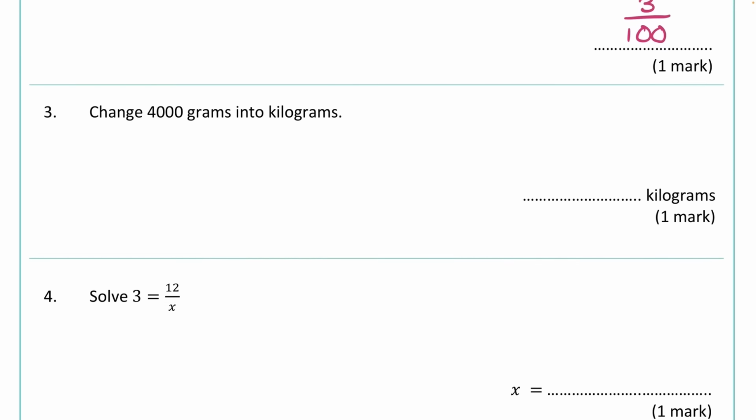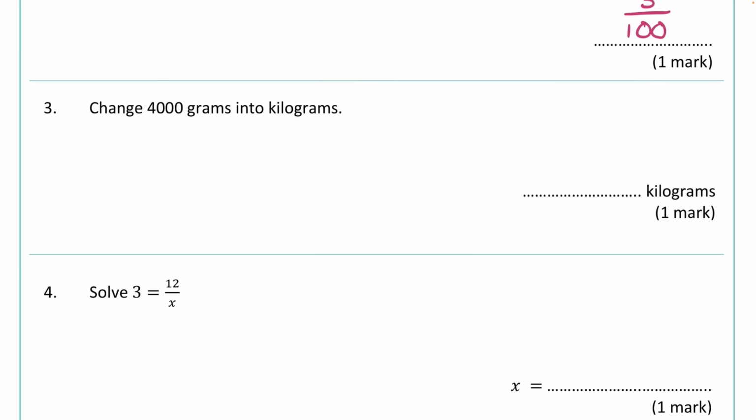For our next question, it says to change 4,000 grams into kilograms. So you need to know your conversion here, and that is that there are 1,000 grams in every kilogram. So we would need to divide this by 1,000, or you might just be aware that if there's 1,000 grams in 1 kilogram, well, 4,000 grams will be 4 kilograms. But there we go, you could divide by 1,000 to convert from grams to kilograms.